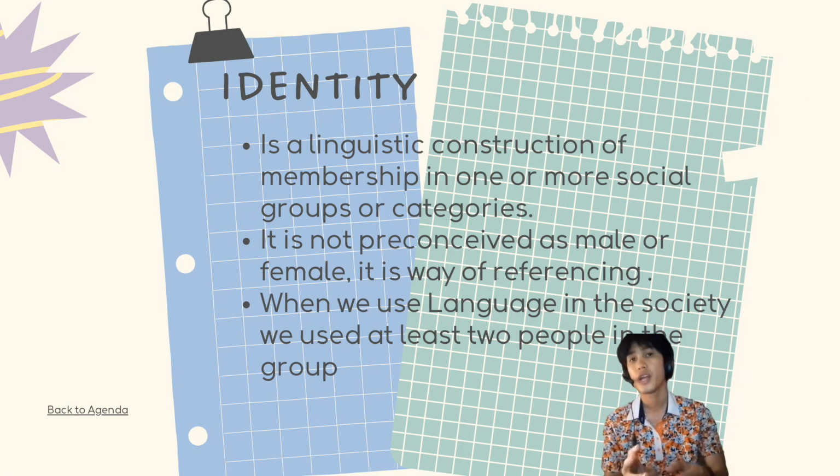And now let's move on to identity. So identity is a linguistic construction of membership in one or more social groups or categories. It is not preconceived as male or female. It is a way of referencing. So when we use language in society, we have at least two people in a group.